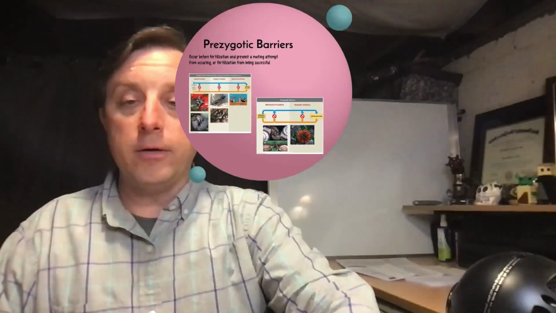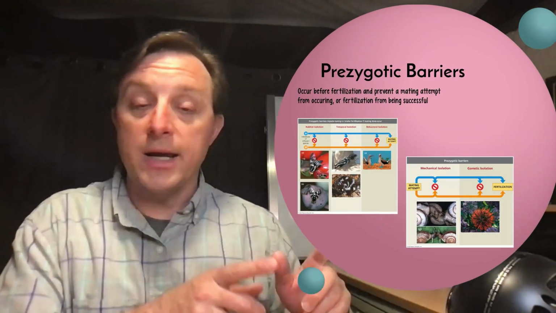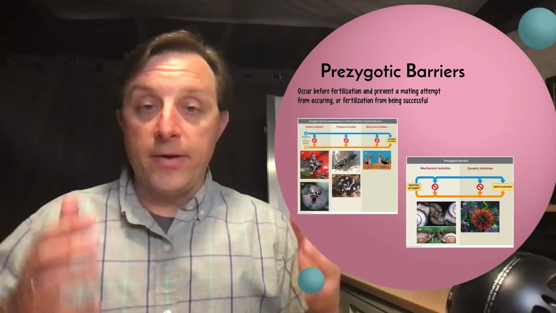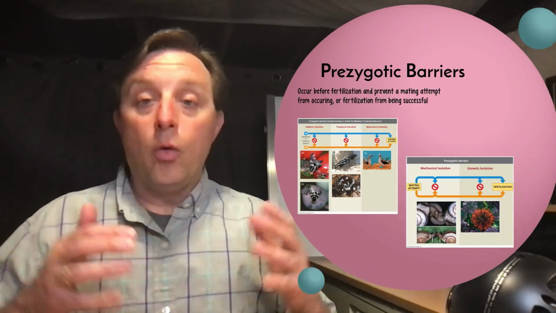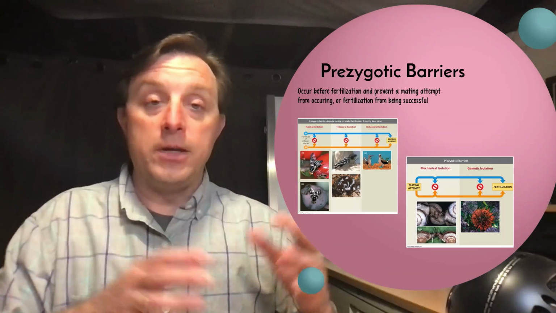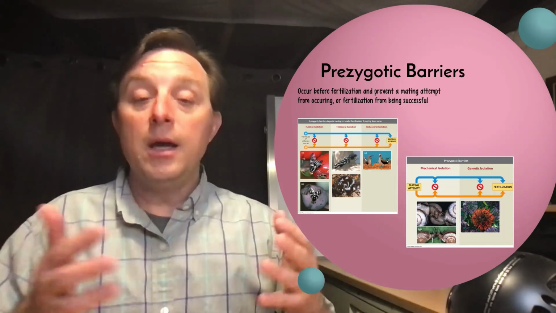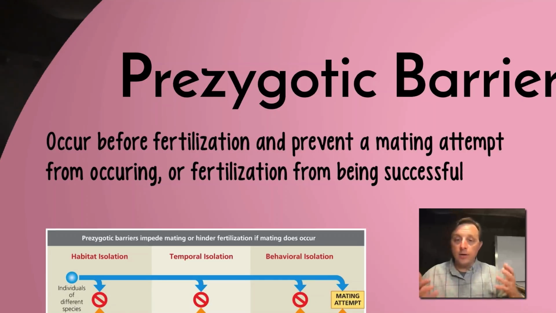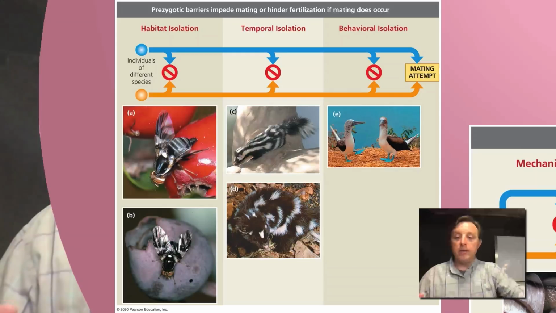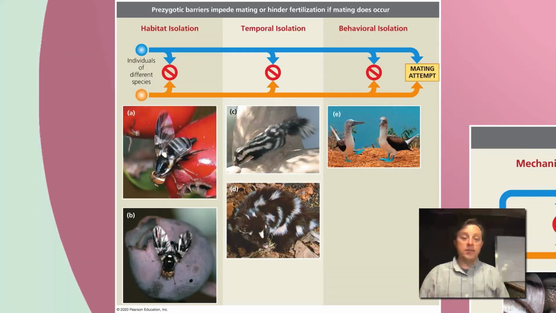Okay, so we'll talk first here about some of the prezygotic barriers. These are going to either prevent a mating attempt from occurring, or if a mating attempt does occur, they are going to prevent the sperm and the egg from successfully fusing and fertilizing. The first set here are the ones that will actually block the mating attempt. These are things like habitat isolation, where the species just live in different areas of the world.